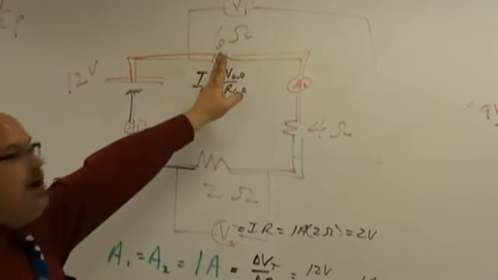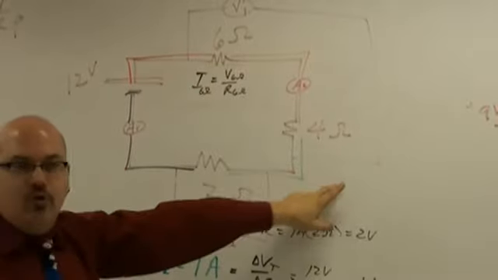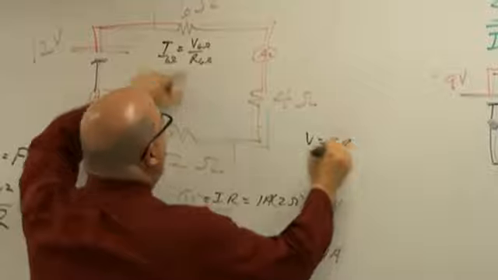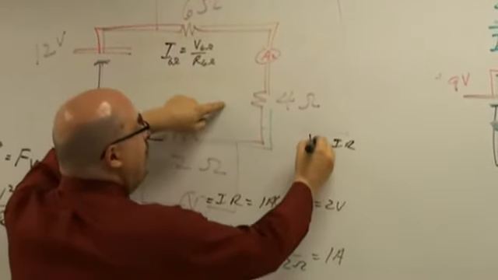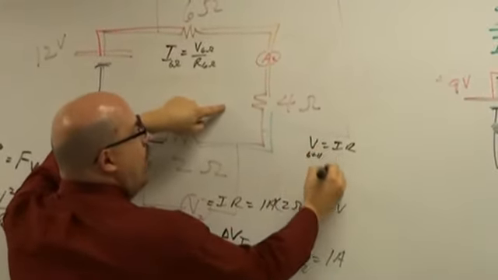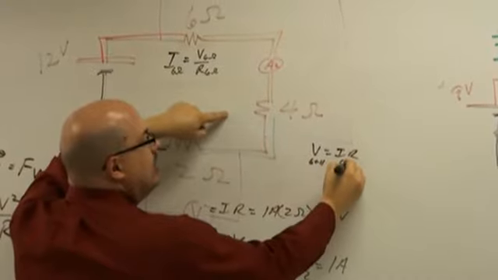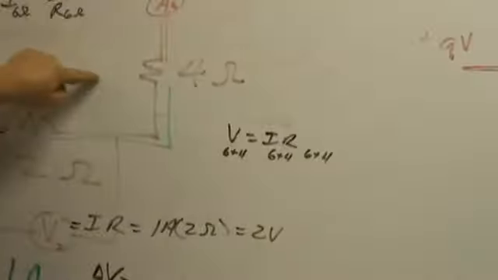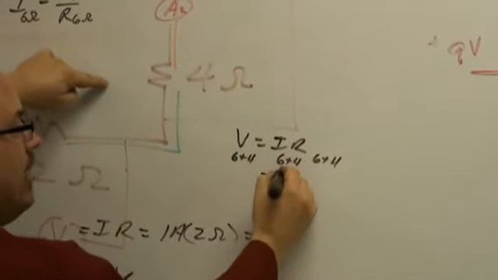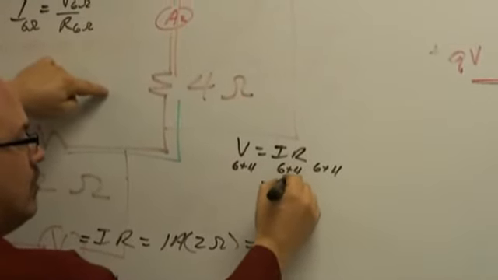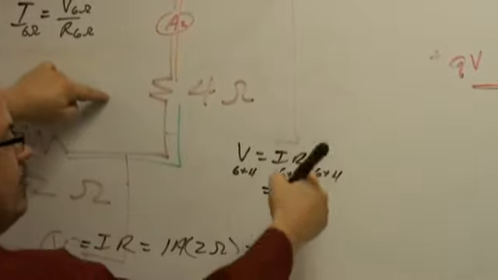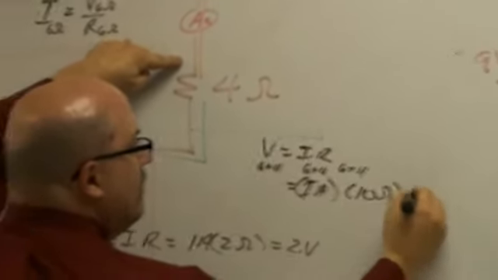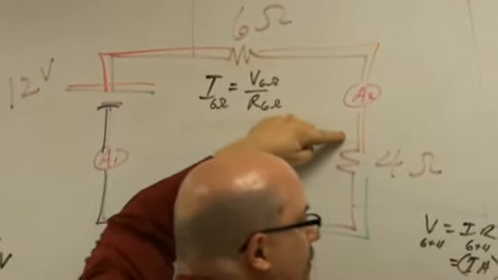Okay, now wait a minute, right here. I'm connecting up red to green. So V equals IR. The voltage across the 6 plus 4, I need the current through the 6 plus 4 and the resistance of the 6 plus 4. Current's the same. The current is 1 amp, right? And the resistance of 6 and 4 is 10 ohms, so I get 10 volts.